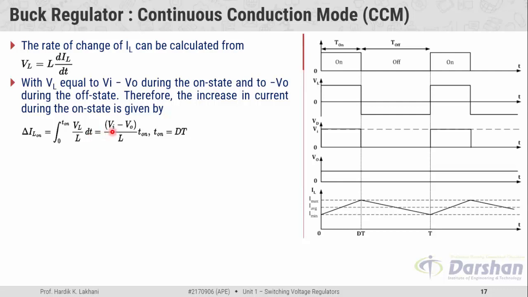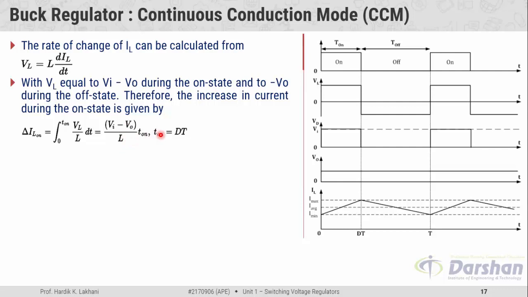From the previous discussion, we understood that the voltage drop across the inductor during the first mode, that means when the switch is on, is equal to input minus output. When we substitute that equation here and do the integration, delta IL on becomes (V input minus V output) divided by L, times T on.